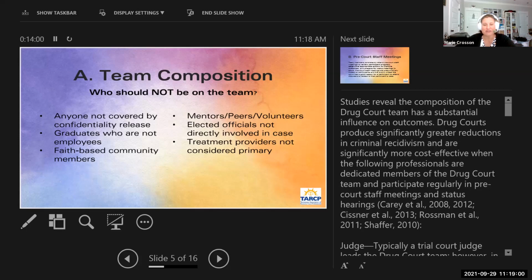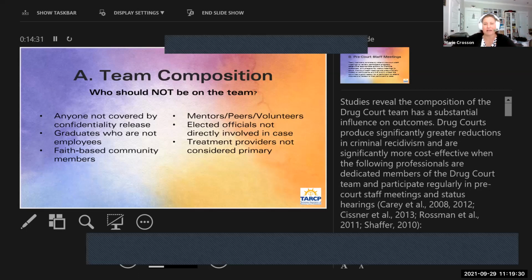And then treatment providers that are not your primary treatment provider. It's very unusual for me to visit a team anywhere in the country that doesn't have treatment providers that they refer to when they need to, but they don't always have a person. So if you have a treatment provider that isn't a primary treatment provider, maybe they provide inpatient treatment, so you might have somebody at their program for 30 days or something, and then they come back. That person should not be sitting on your team every week listening.